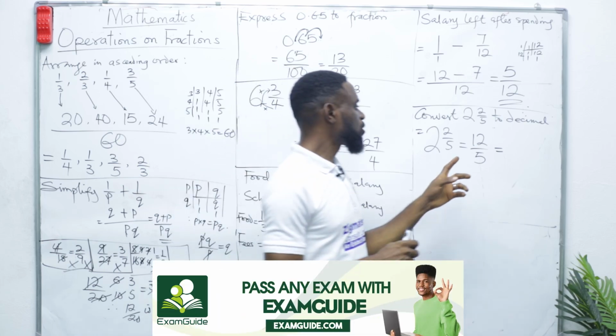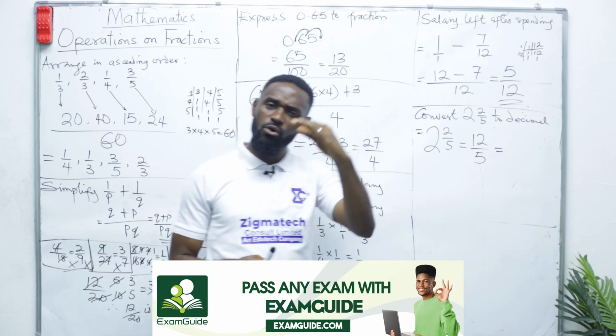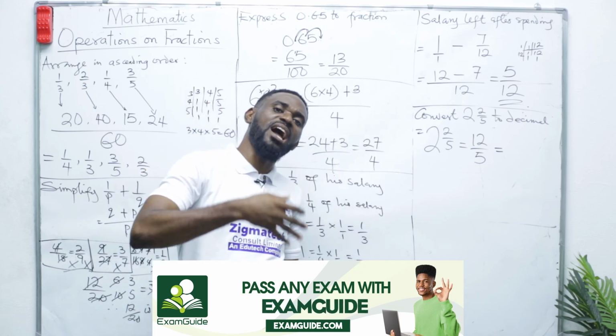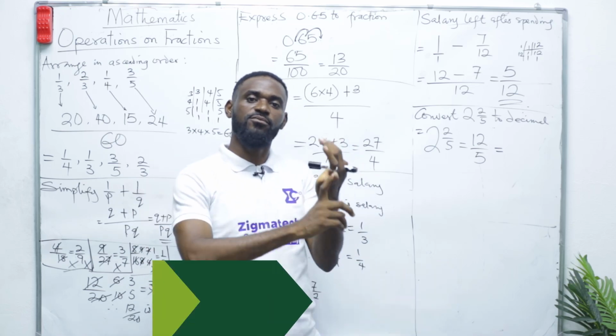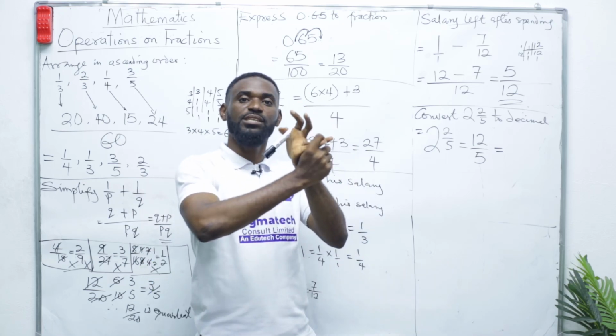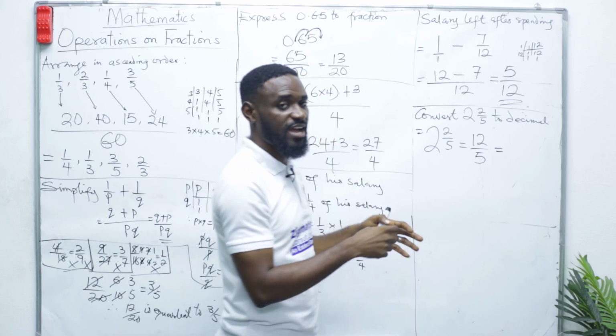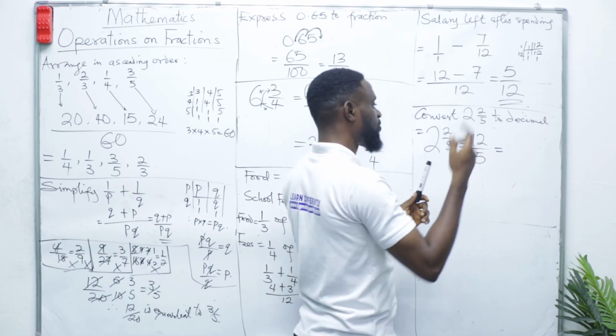Okay, how many times will 12 divided by 5 go? How many times will 5 go into 12? 5 will go into itself 1, and into 10 is 2, then there will be a leftover, which is 2. That is 5 into 10 is 2 times, and there will be 2 left over.